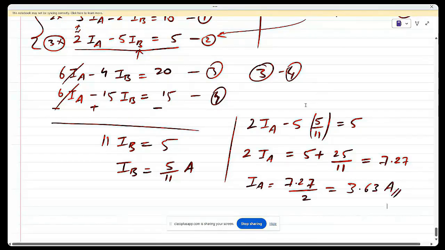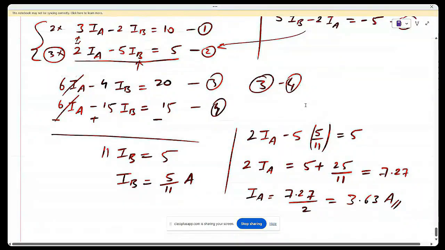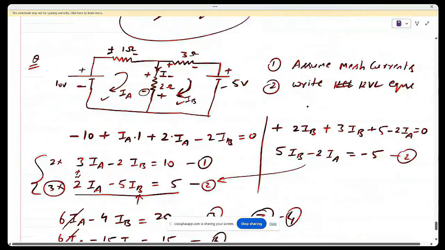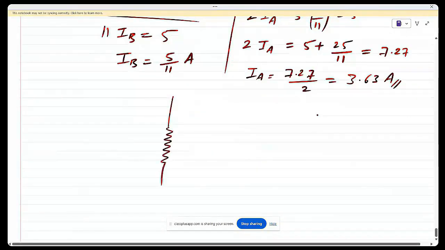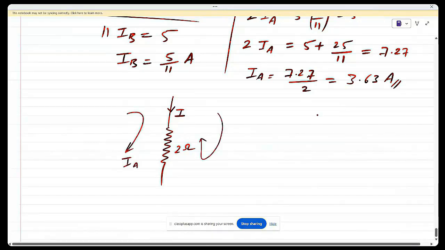So your job is not over yet, because you have calculated the mesh currents IA and IB, but you have not calculated this I. You are supposed to calculate this I. Now, what is the relation between this I and IA and IB? Let me draw this 2 ohm branch here. This is the 2 ohm branch and this is the current flowing in it. This is IA, and this is IB.